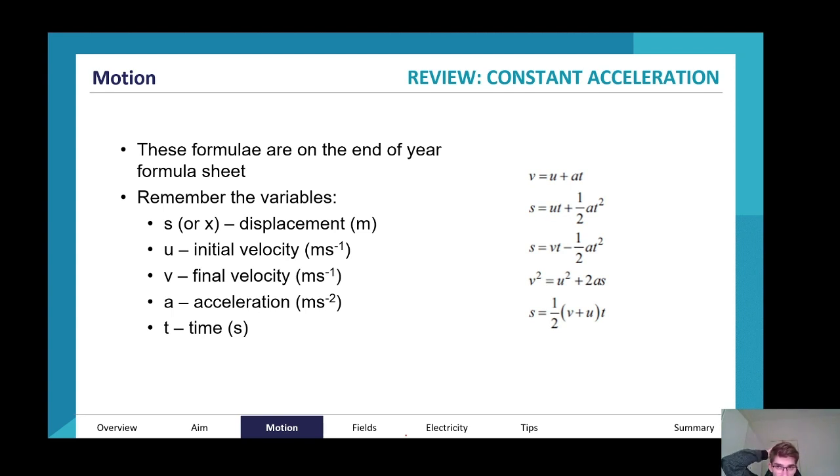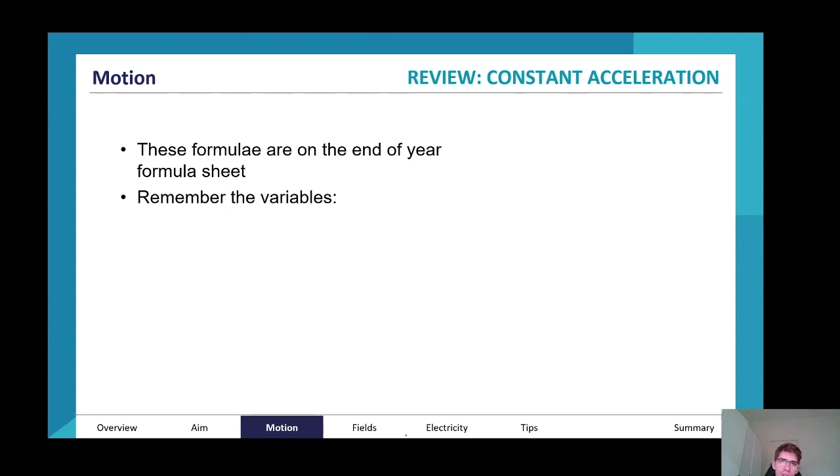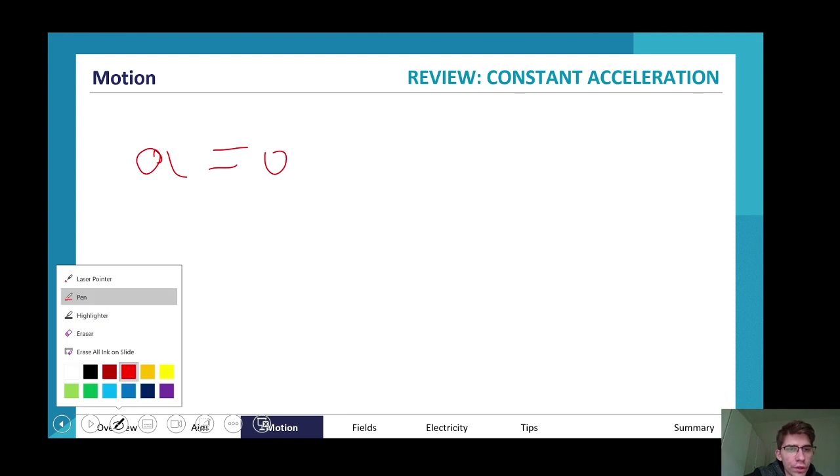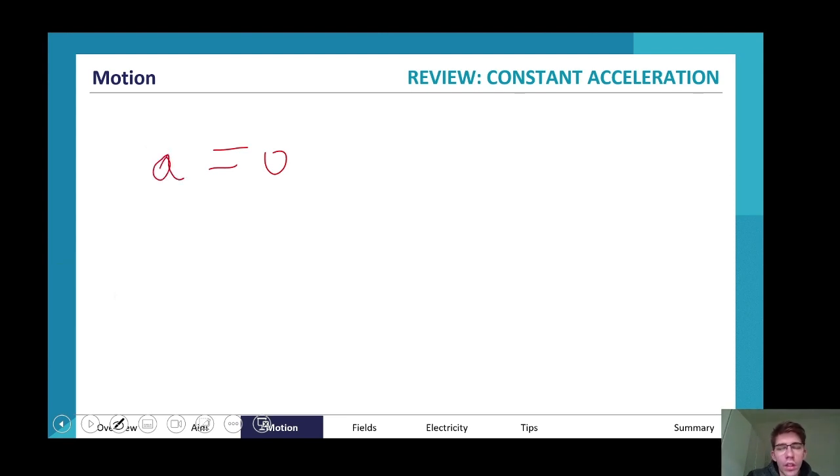What I would say you need to do is, it's really important. These constant acceleration formulas are really important, especially for projectile motion. But you guys need to understand something. When acceleration is equal to zero, the only formula that you need to use is essentially V is equal to X divided by change in time.